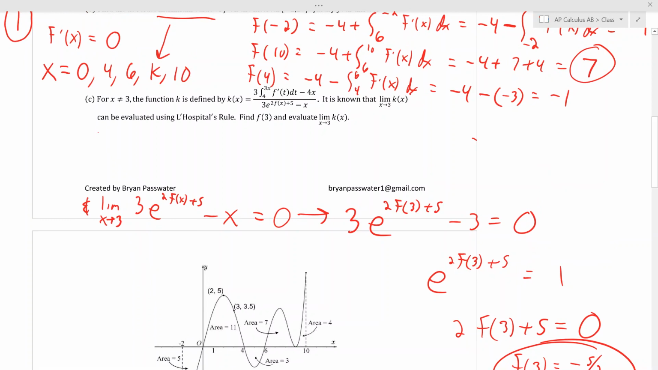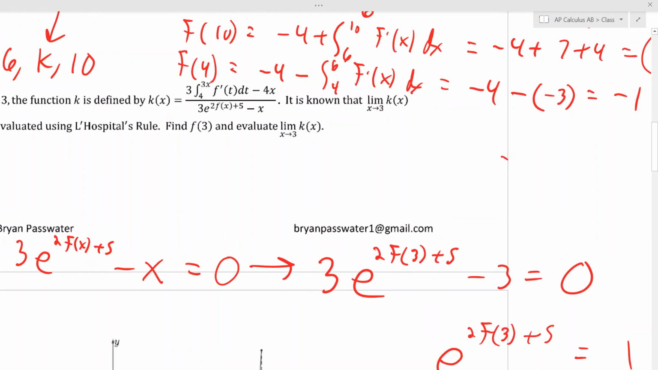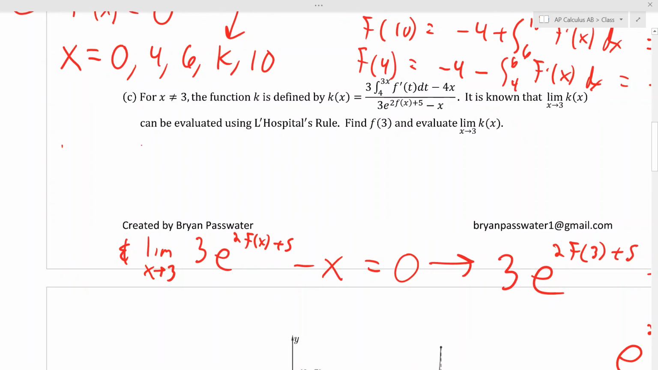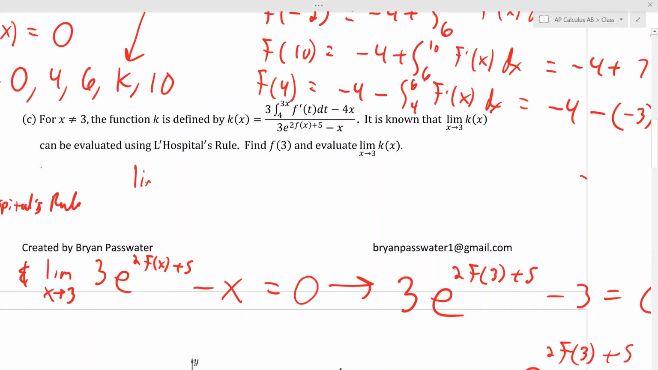The second part is evaluate the limit. So since we know we can use L'Hopital's rule, we can write using L'Hopital's rule, right? That limit becomes, and L'Hopital's rule just says, you can derive the top and the bottom, the numerator and the denominator. So this is kind of complicated, but let's write this out. I'm going to derive the denominator first because this top part has an integral. I'm going to go over how to derive an integral again.